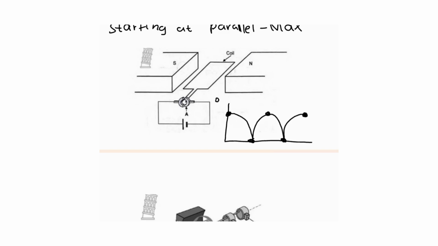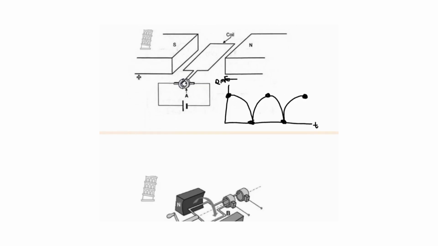We still have EMF, and we still have time. EMF and the time. I hope you're still with me. So that is how to know whether you have to start at maximum or 0. Had they said the coil is starting perpendicular, the starting position is when it is perpendicular. It means perpendicular, we know it's when you have 0.